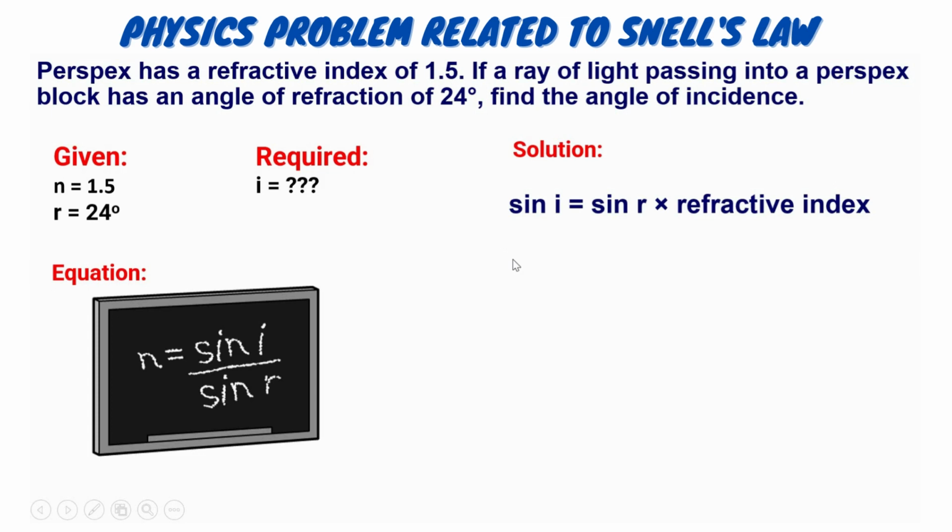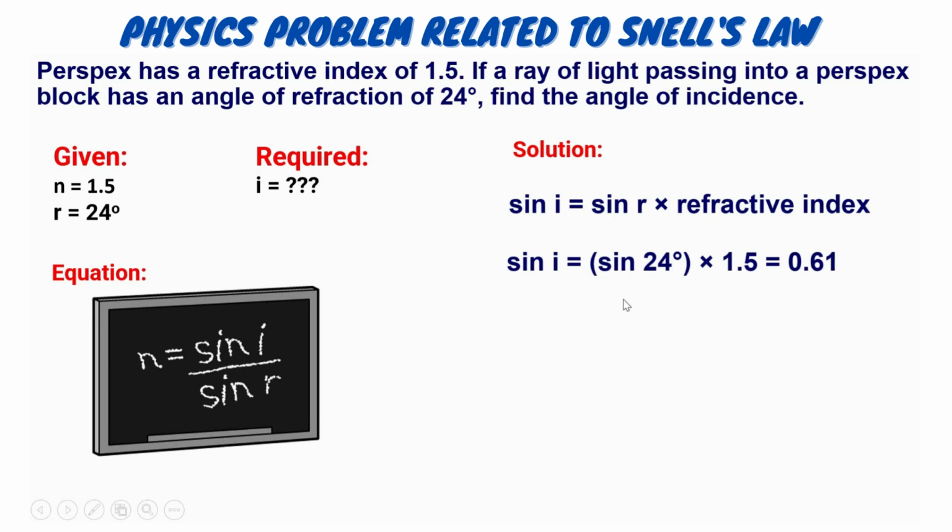So our next step is to substitute the given variables. For the angle of refraction, we have 24 degrees. And for the refractive index, we have 1.5. Using the calculator, sine 24 times 1.5, the answer is 0.61.